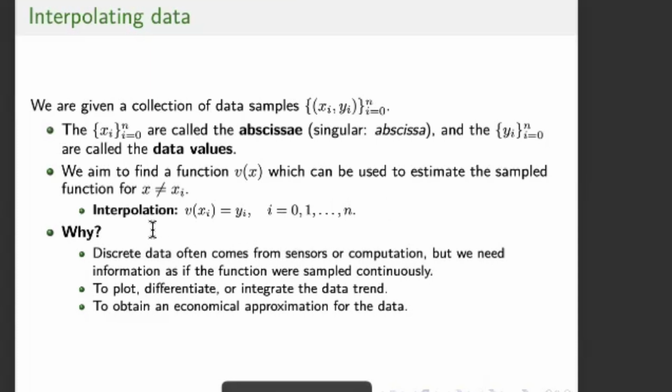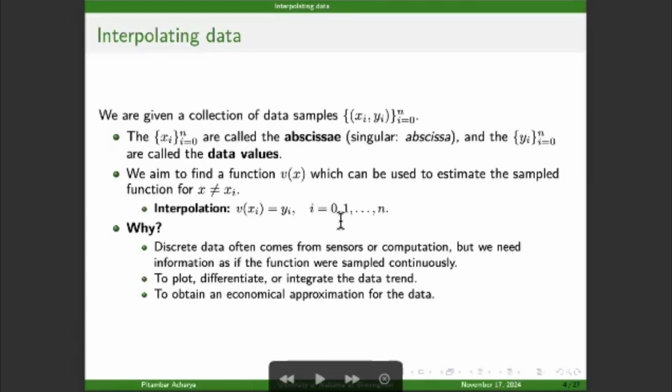So why is it essential? Because discrete data often comes from sensors or computation, but we need information as if the function were sampled continuously. We need to plot, we need to differentiate and integrate the data trend. To obtain an economical approximation for the data, we need interpolation.